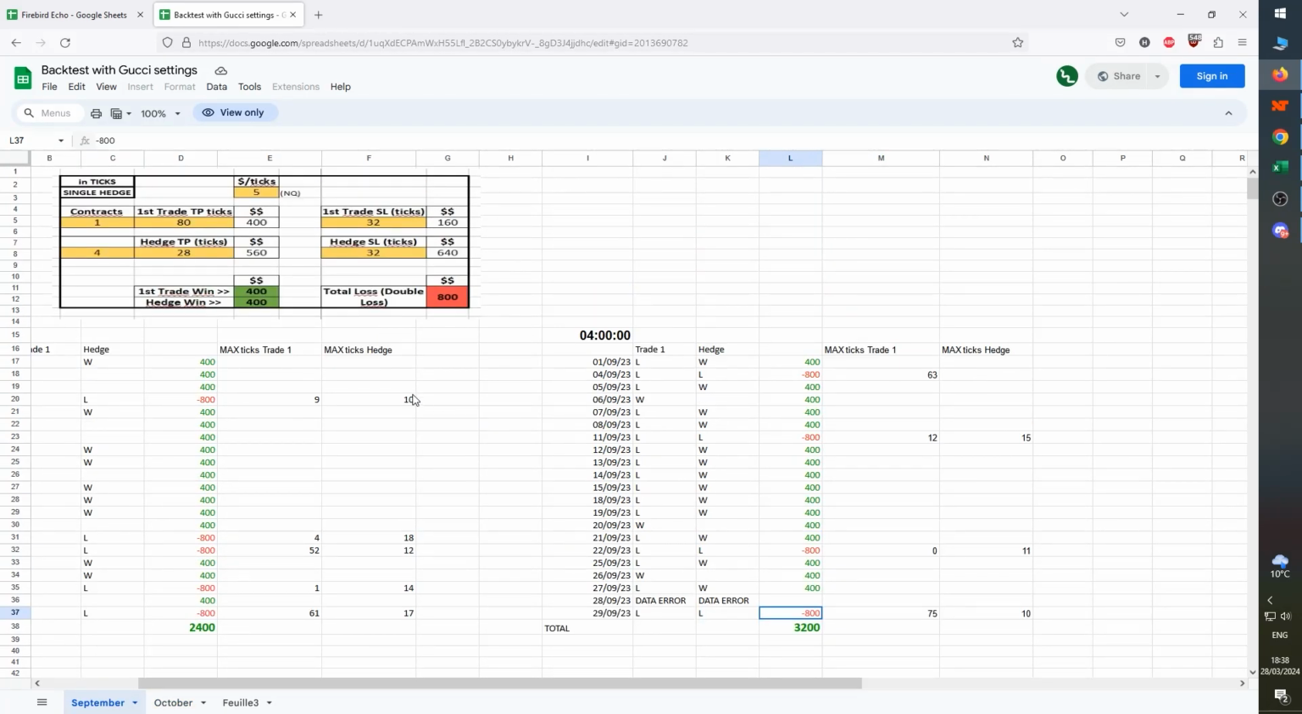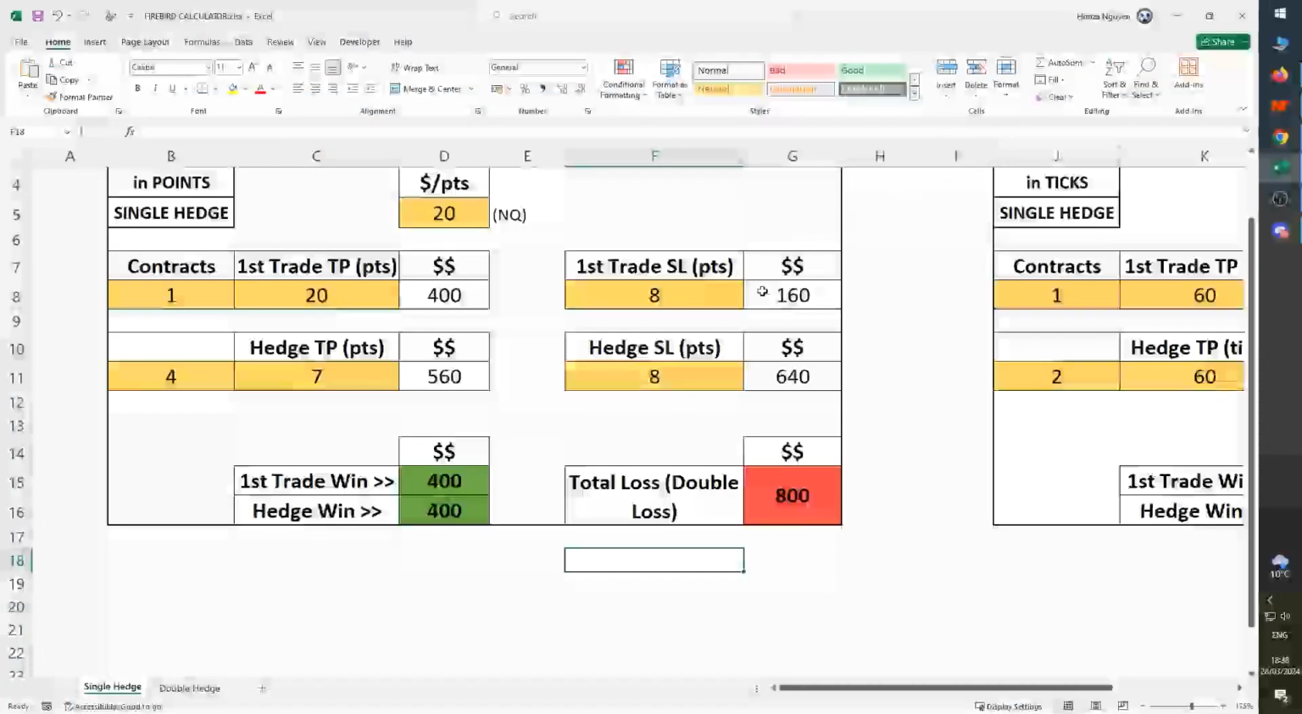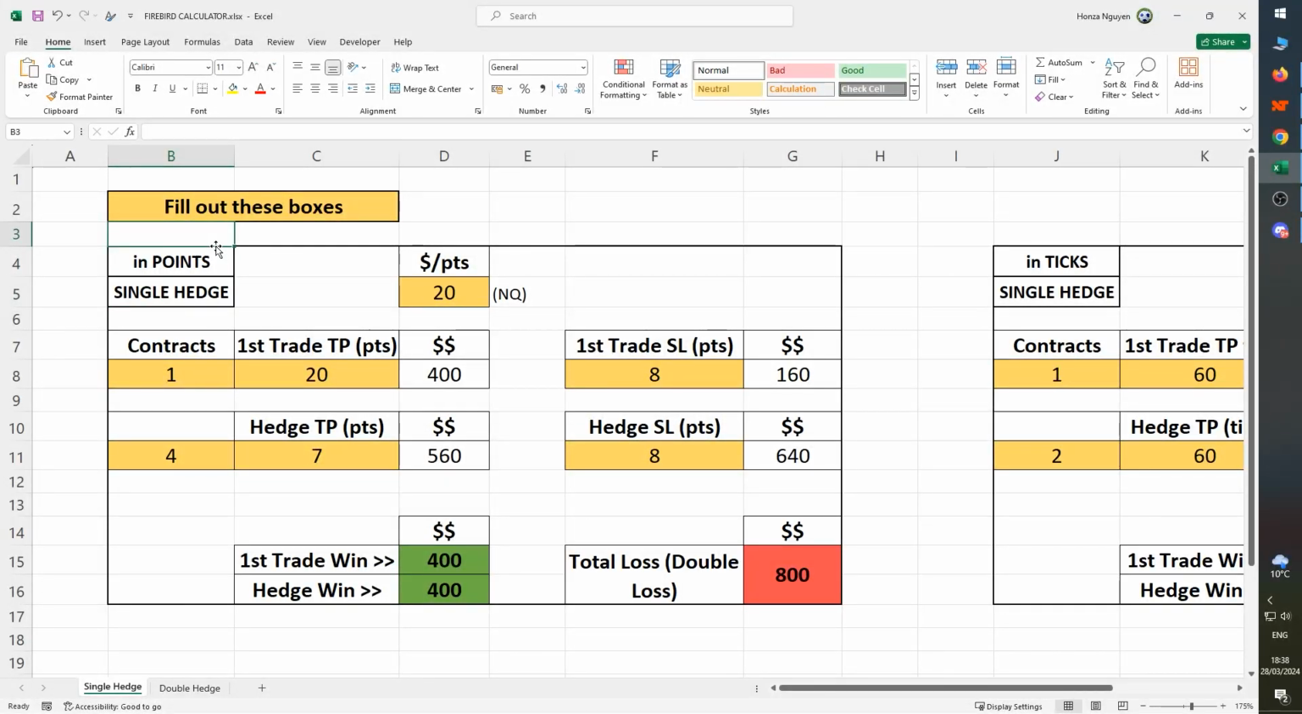Yes, these are my settings. He's tested it, the 1 a.m. and 4 a.m. But any one of you guys can take this Excel sheet from the Firebird channel and mess around with it. Do what you think is good, and backtest it on your own, and who knows, one of you will find some really good settings.